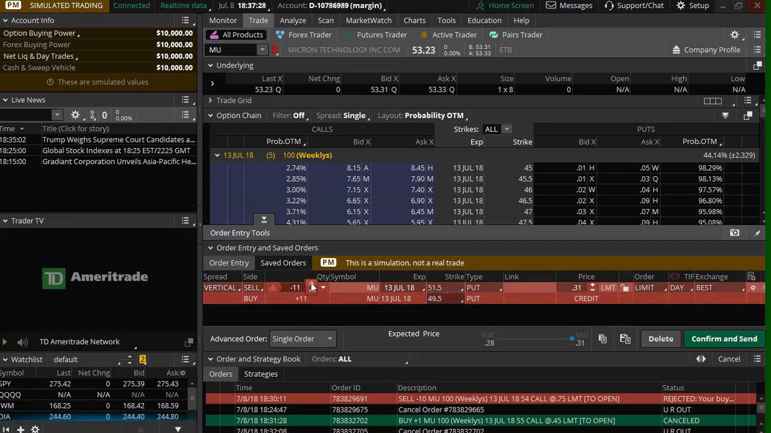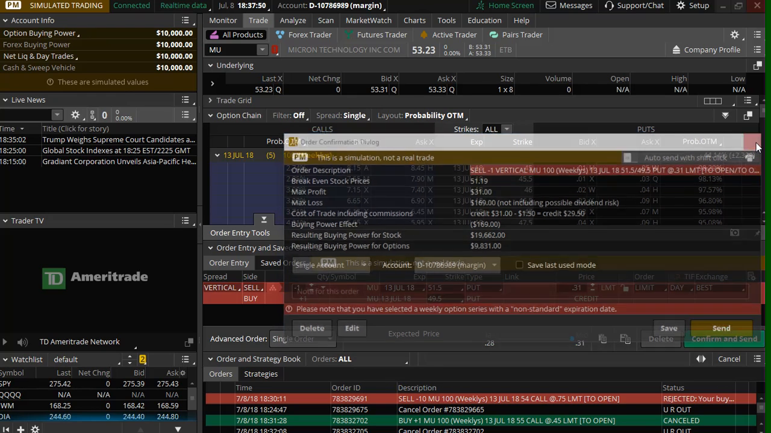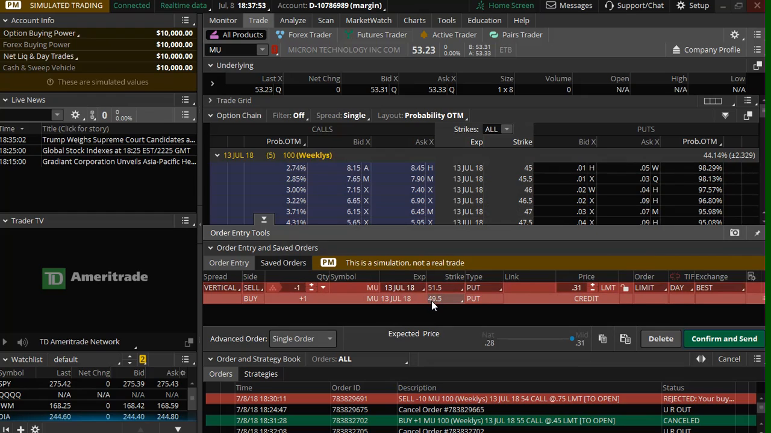And if I do one contract, so this is a 2-point wide spread, I'm going to receive a 31-cent credit. If I hit confirm and send, you can see after commissions I'm going to make $29.50. My max loss is $169. So for me to reach max loss, the stock would have to drop to $49.50 for me to realize that max loss. So that's how you would sell a put credit spread.